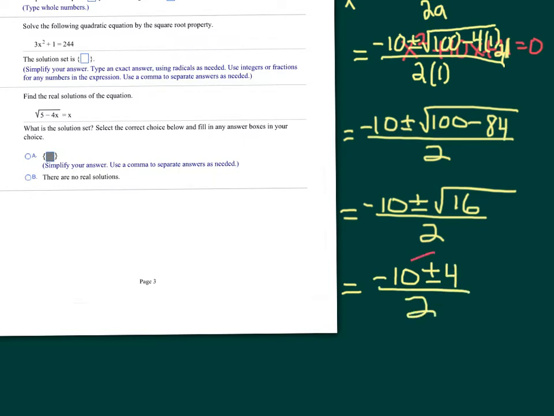And you might note that negative 10 and positive 4 are like terms, and negative 10 and negative 4 are like terms. So we could combine those into one term. I'm going to do that down here. Negative 10 plus 4 over 2, and then negative 10 minus 4 over 2. And we should get two distinct answers.